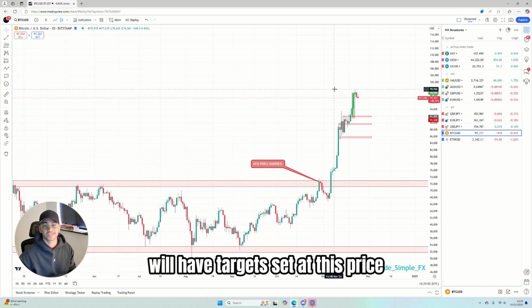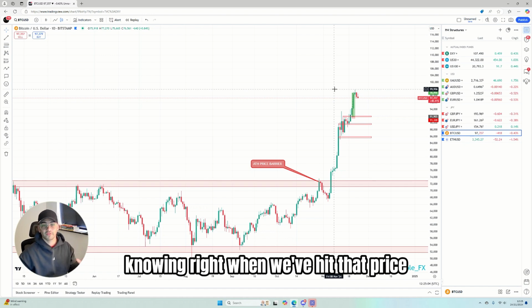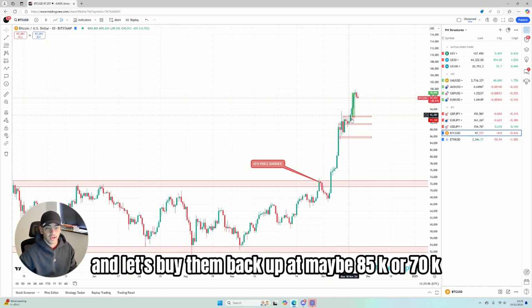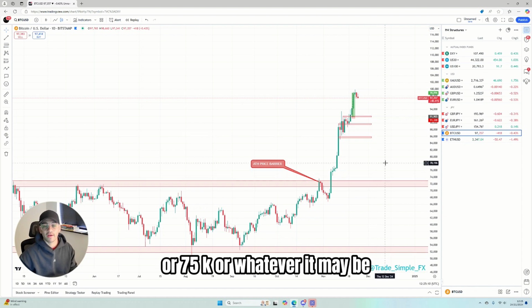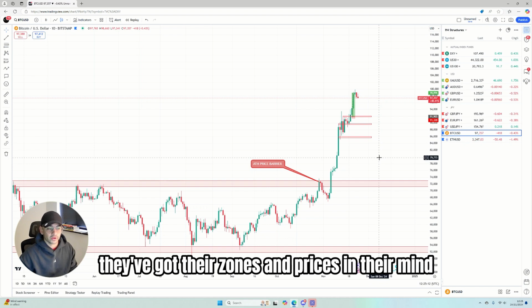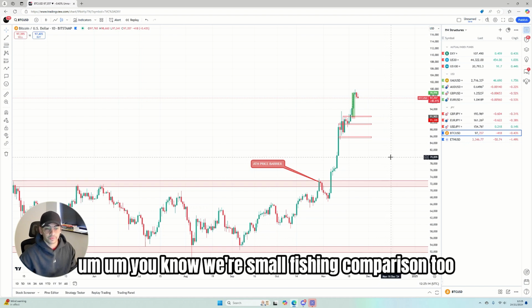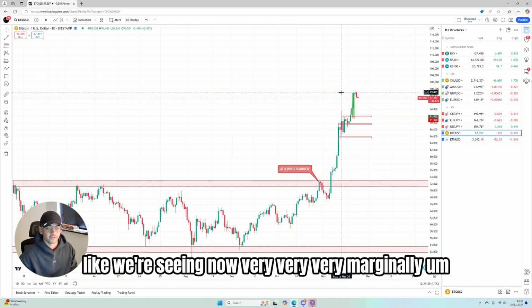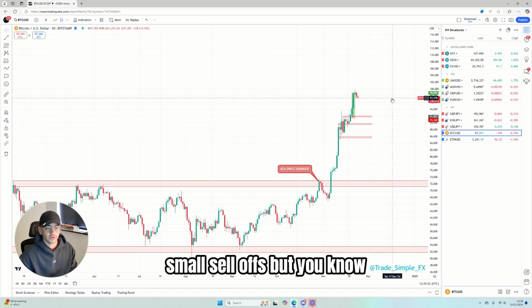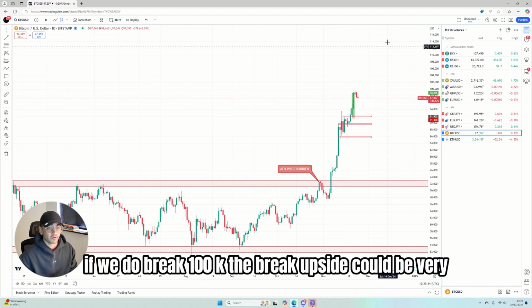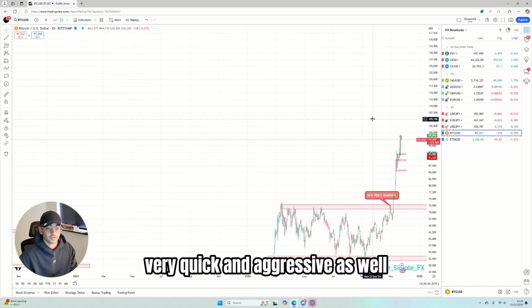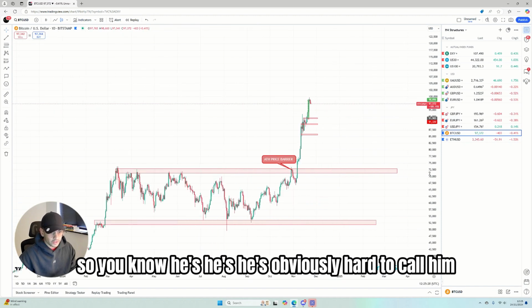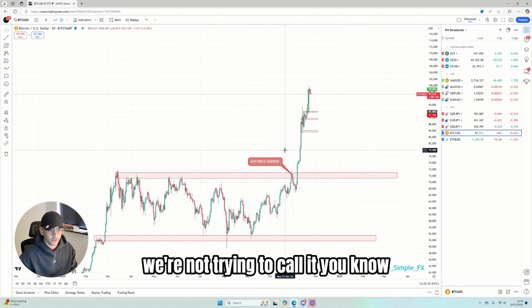will have targets set at this price, knowing that when we've hit that price, let's dump all of our coins and buy them back at maybe 85k or 70k or 75k or whatever it may be. They've got their zones and prices in mind, and we're small fish in comparison. So I would kind of expect, like we're seeing now, very marginally small sell-offs. But if we do break 100k, the break upside could be very quick and aggressive as well. It's obviously hard to call, and we're not trying to call it.